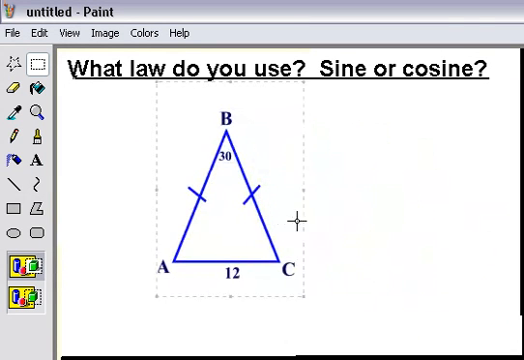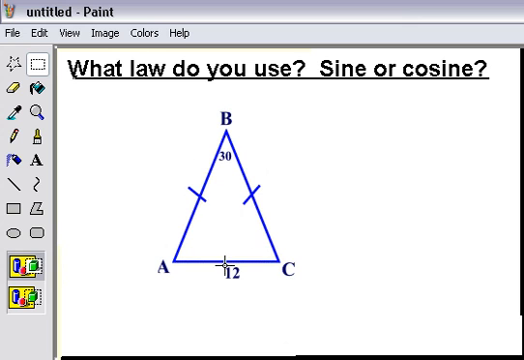Okay, this one's a little more complicated. If you remember what these two lines mean, this is an isosceles triangle. Isosceles means that the two sides are equal. That's what these two small lines mean. When we have these two sides equal, it means that the angles at the bottom here, like angle A and angle C, are also equal.